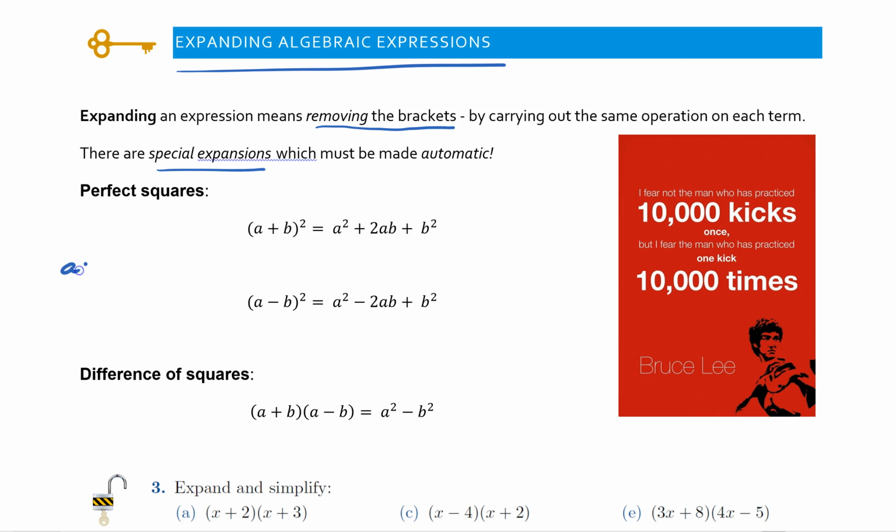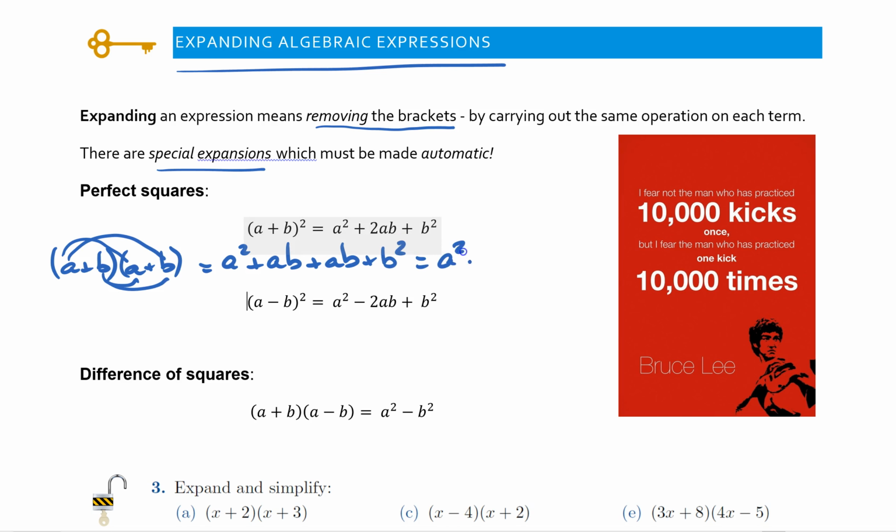So if we had a plus b squared, we know that that's a plus b times a plus b. And if we were expanding that out, we know it would be a times a, which is a squared, plus a times b, plus b times a, which is also ab, plus b times b, which is b squared. In other words, it's a squared plus 2ab plus b squared.